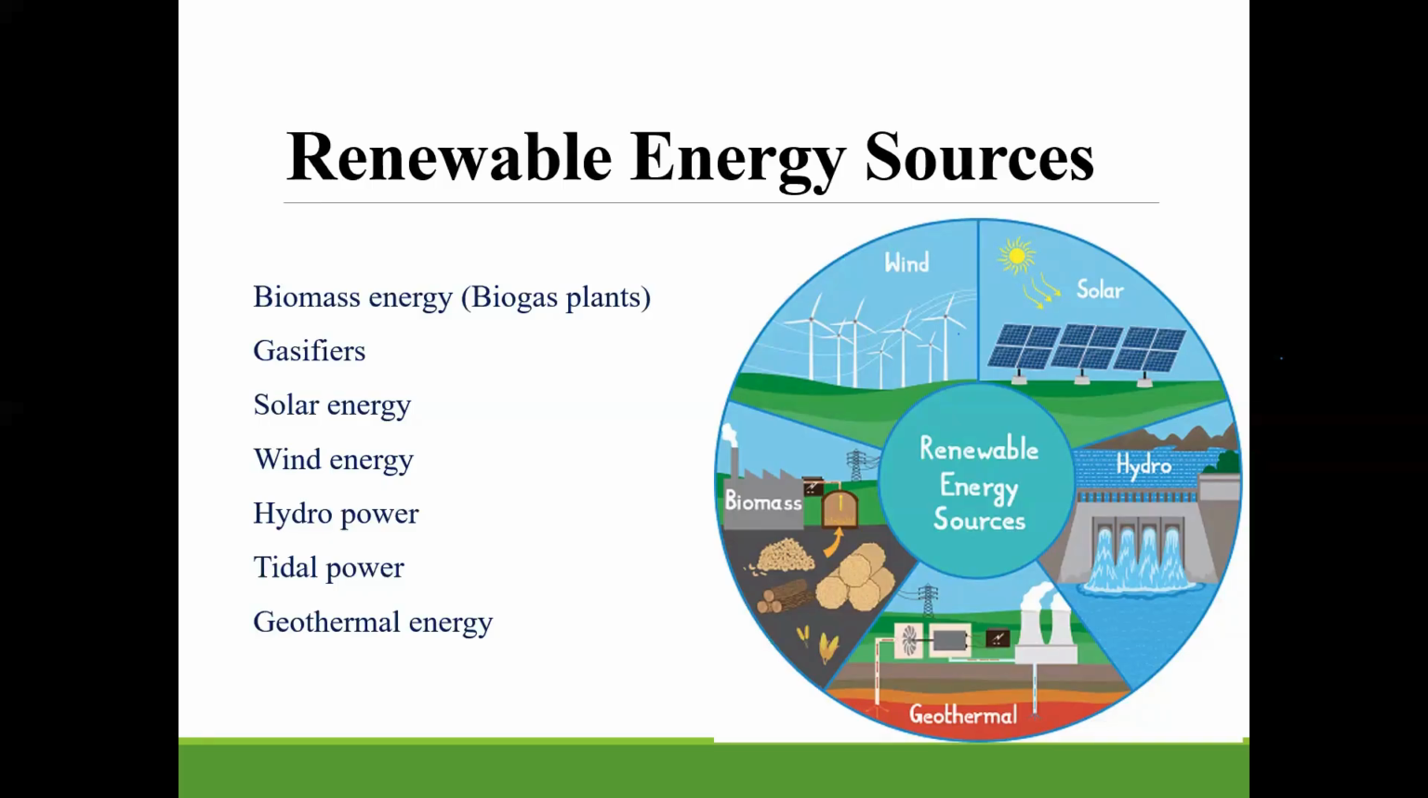Then solar energy. The energy that comes directly from the sun, we call solar energy. The plants use this energy for the photosynthesis process. And wind energy, hydropower, that means the energy obtained from the dams and all, where the kinetic energy of the water is converted into electrical power. Then tidal power. Tidal power means the energy that is obtained from the tides of the sea.